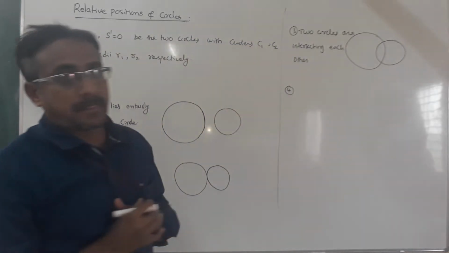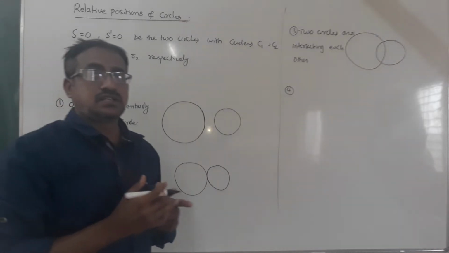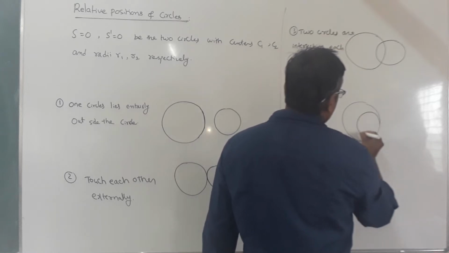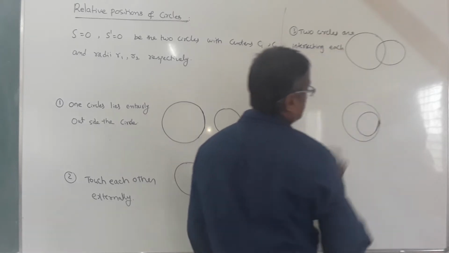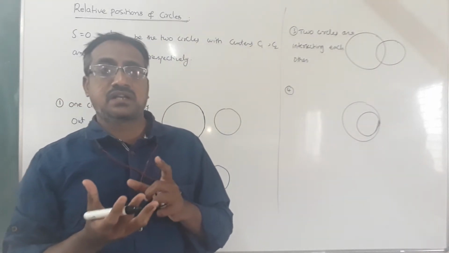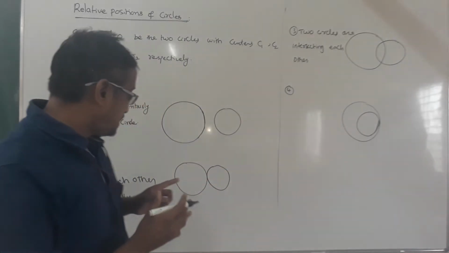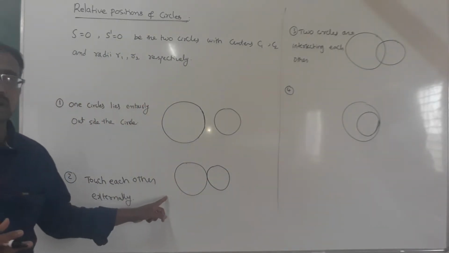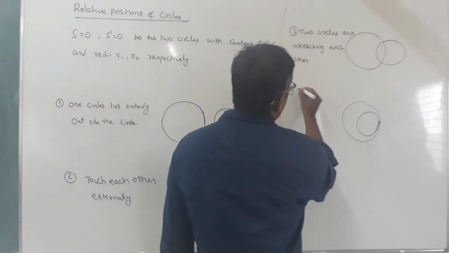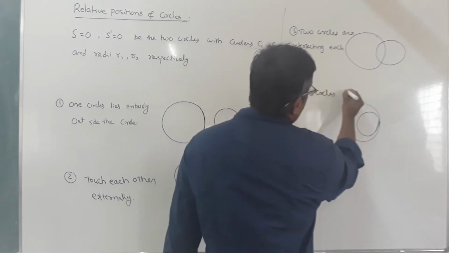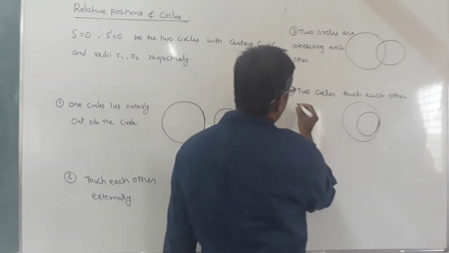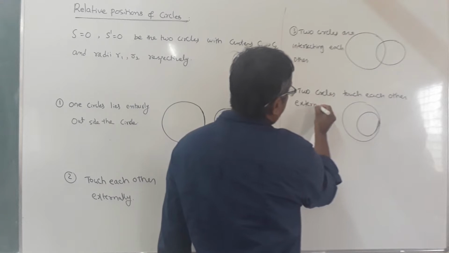Now, the fourth one. Now we can imagine the fourth relative position. Now, see this. Here the two circles are touching, but they are touching internally. Earlier, the two circles were touching externally; here the two circles are touching internally. So the two circles touch each other internally.